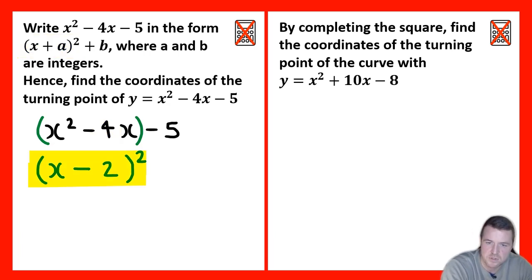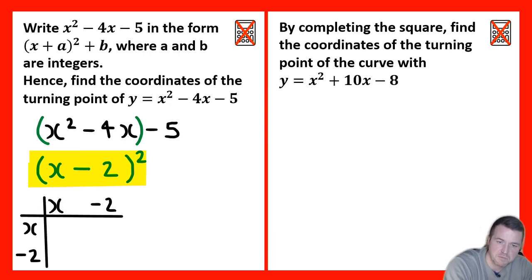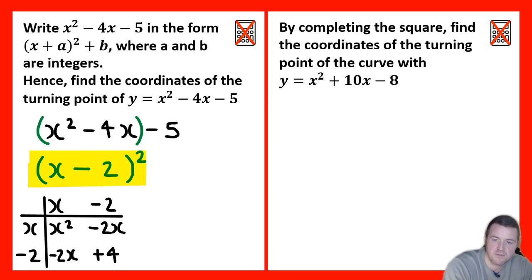Now let's see what happens when we expand (x minus 2) squared. X multiplied by x is x squared. X multiplied by negative 2 will be negative 2x. That will be the same for this term. And then negative 2 multiplied by negative 2 will give me positive 4. If we simplify this, we'll get x squared minus 4x plus 4.